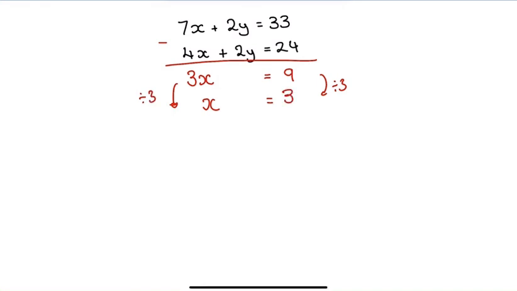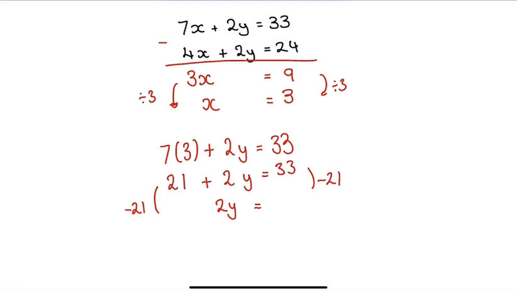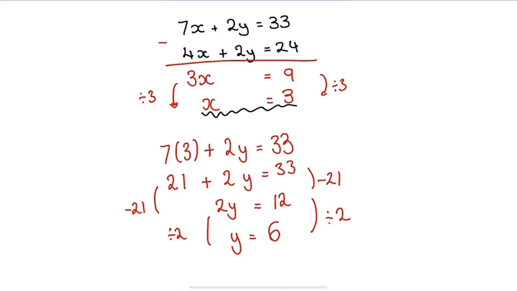Now we're not done there. We need to find out the other value, which is y. So I'll just substitute it into my first equation. Again, it doesn't matter which one you pick. Now I know 7 lots of 3 is 21, plus that 2y equals 33. Now to solve this, I'm going to get rid of that 21 to start off with, which leaves me with 2y equals 12, and then getting rid of that 2 by dividing both sides by 2, which leaves me with y equals 6. Therefore, the answers here would be x equals 3 and y equals 6.